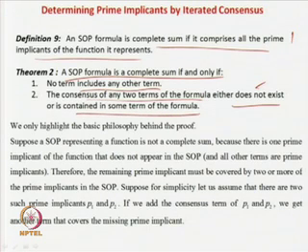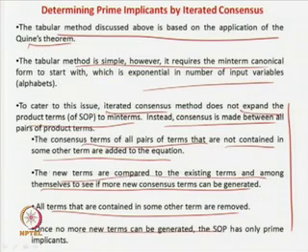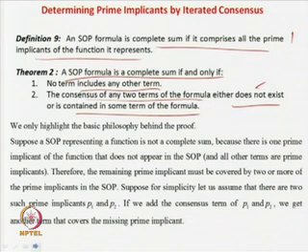What it is saying is that we say the complete sum has been generated when the whole iteration has been done, and finally we get an expression in which all the terms are taken and no more new terms are generated, that is, we have stopped. Then we say that a complete sum has been generated.